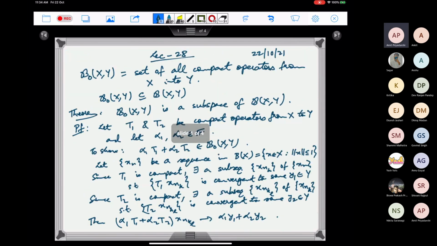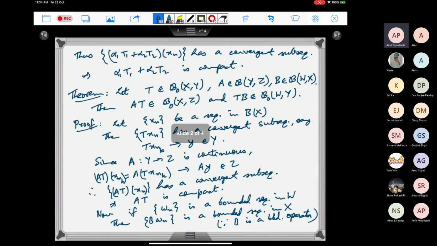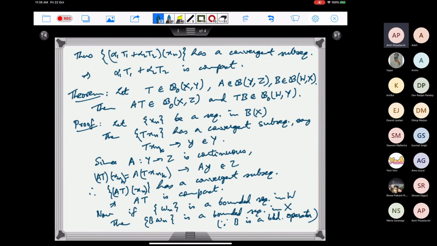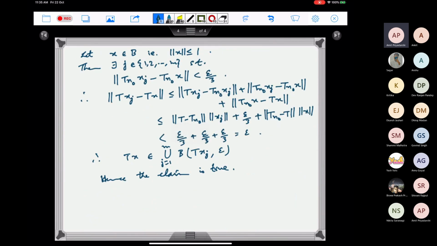So we have proved these three theorems. One is that this is a subspace of Bxy, and the third one says that it is a closed subset. So if I take a sequence of compact operators which converges to some bounded linear operator, then the limit operator is also compact. And the second theorem shows that this is an ideal. So we can summarize these and write.